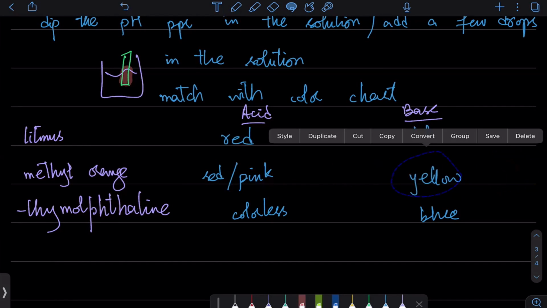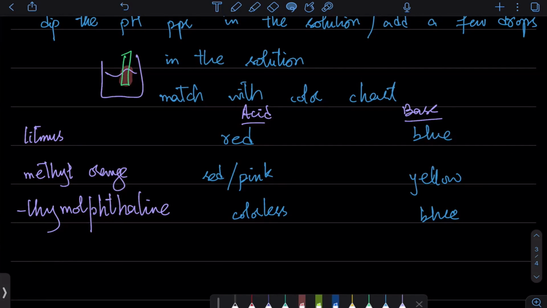My bad. Sir, base and alkali are the same. What do you think? Like you didn't mention alkali in the pH table, so I think they are the same. So what makes any base an alkali? If it dissolves in water, it is alkali. If it doesn't dissolve in water, it's not alkali. Thank you for specifying. Methyl orange is red in acid.